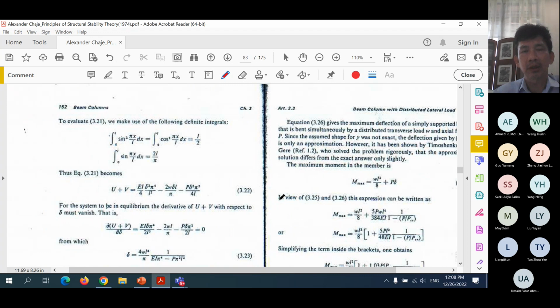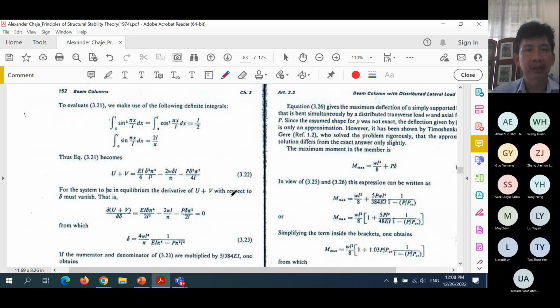Because the integration involves sine and cosine, you must be familiar with the standard forms: integration of sine squared, integration of cos squared, integration of sine or cos from 0 to L. With these terms here, what do you get? These are the standard integration results which we can make use of, and that gives the total potential energy after integration, which becomes like this.